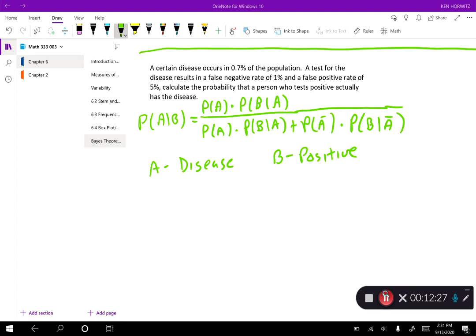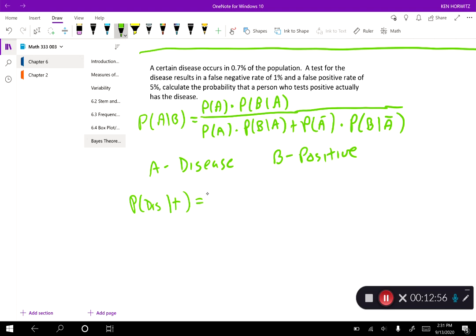All right, so the first thing I would do in redoing this formula is reread that last sentence. It says, calculate the probability that a person who tests positive actually has the disease. So if that's the case, I want to do the probability that someone has the disease given that they have tested positive already. All right, so A disease, B positive. There we go. Looks good.